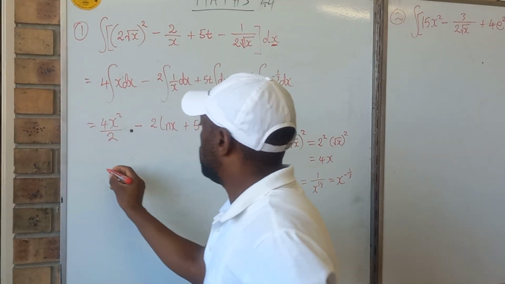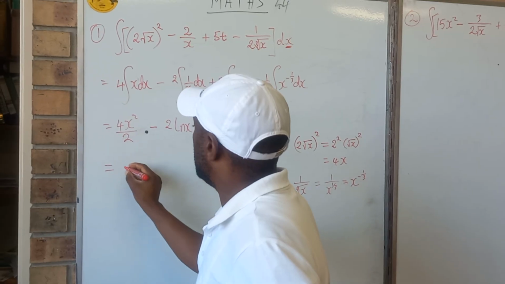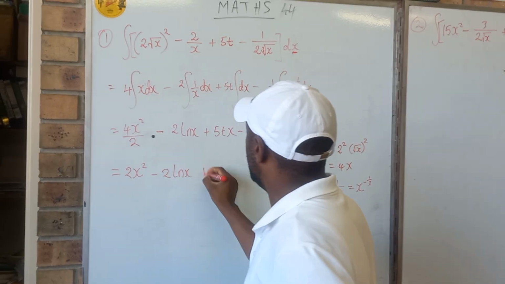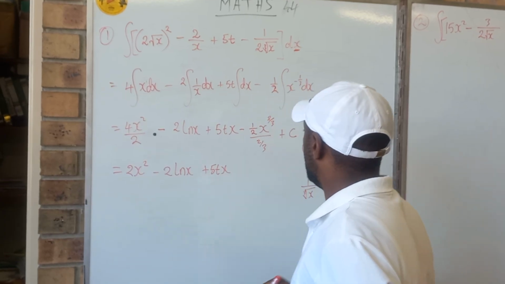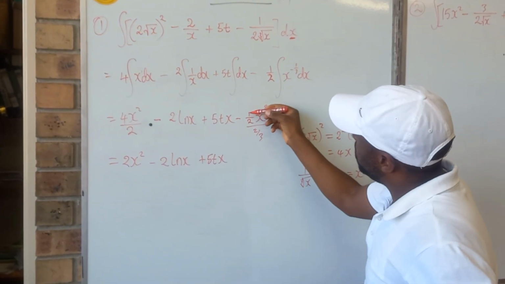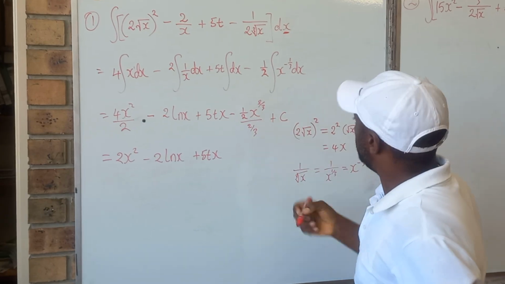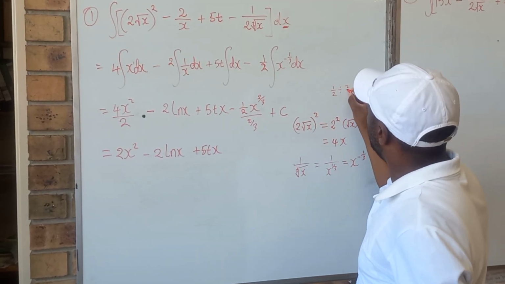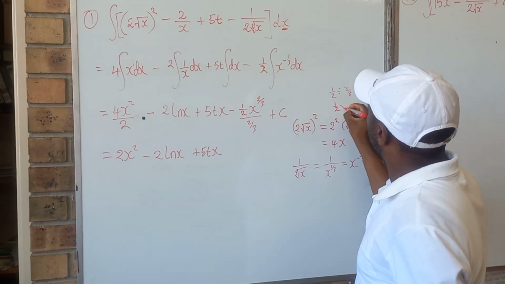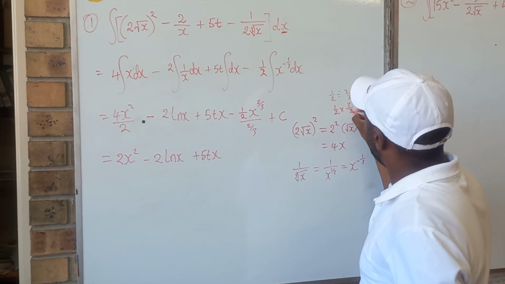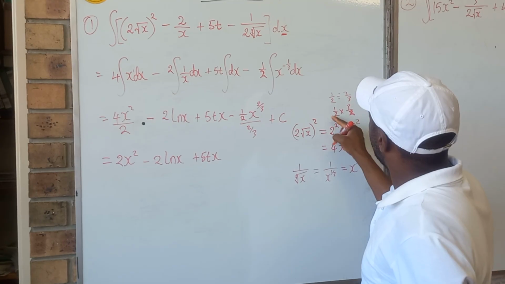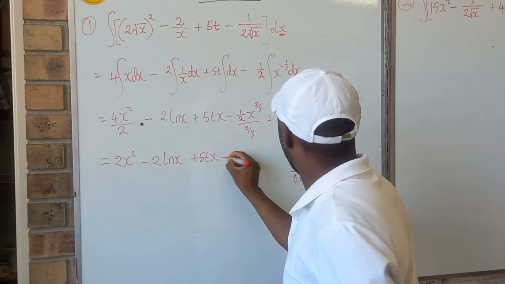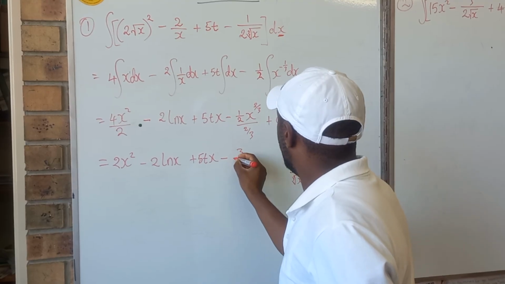So we now go to the simplification part. 4 divided by 2 is 2. Then this is 2, then ln x doesn't need simplification. 5tx does not need simplification. So with this one, you just need your calculator to take a half divided by 2/3. If I do it in my own simple way, it's a half divided by 2/3, which is the same thing as a half times 3 over 2. So you see that you get 3 over 4. But if you take your calculator and do it straight away, a half divided by 2/3 will give you 3 over 4.